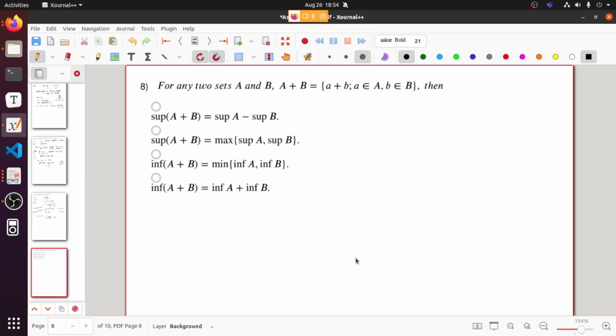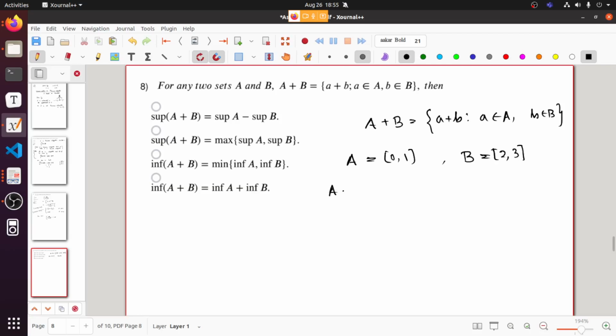Now move to question number 8. What is it saying? Two sets are given and A plus B is defined. How is A plus B defined? It is a plus b, where a belongs to A and b belongs to B. Now you have to find which options will be correct: supremum of A plus B, supremum A minus supremum B, and the others. Note that by taking some example, you can always eliminate some options. So just take A equals [0, 1] and B equals [2, 3].